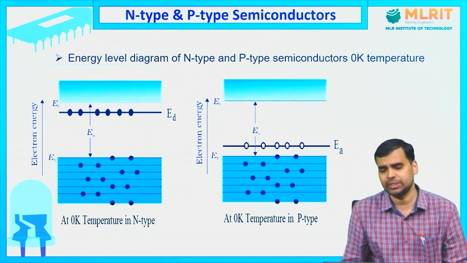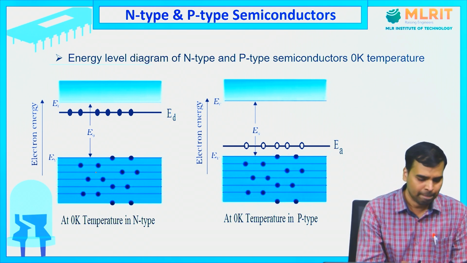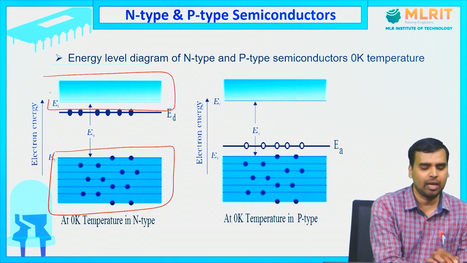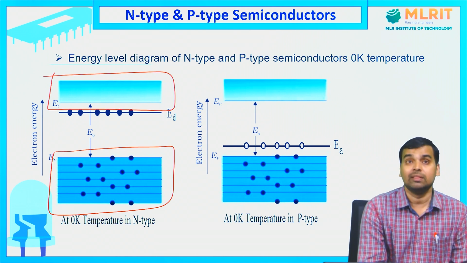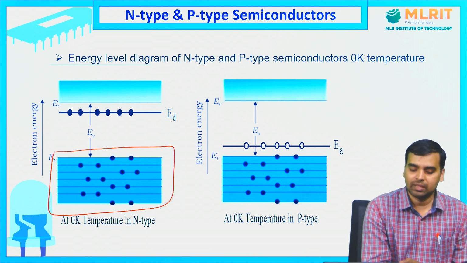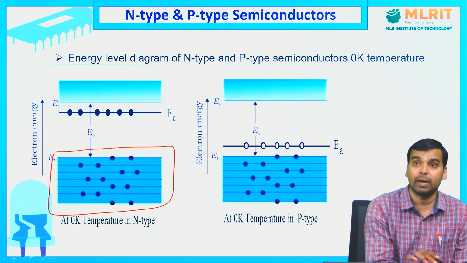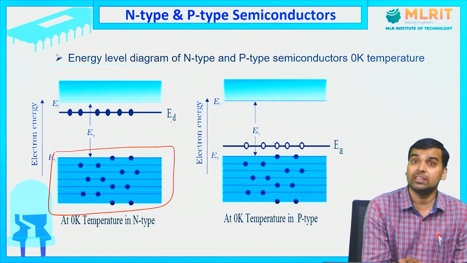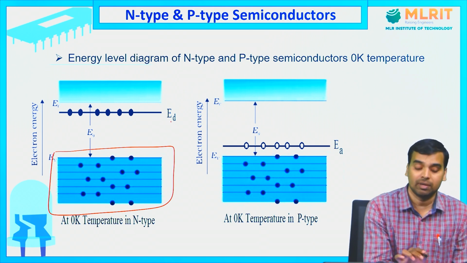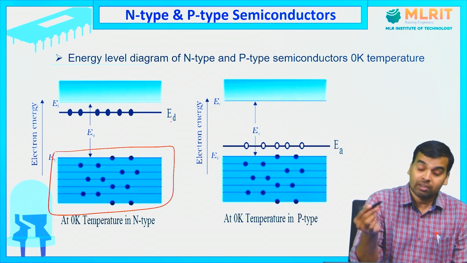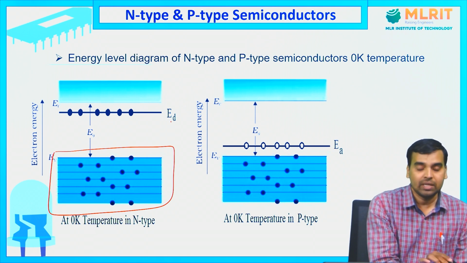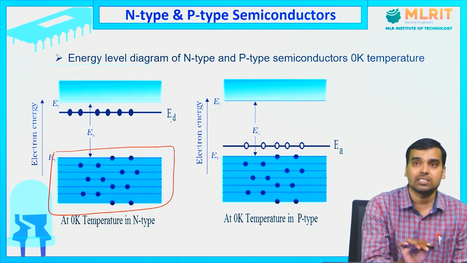Now, in the energy level diagram of p-type and n-type semiconductors, you can see this is the valence band and this is the conduction band. Apart from the valence band and conduction band, there exists one more energy level, that is the donor energy level. The donor energy level exists within the forbidden band gap. In silicon, there is no energy level between the valence band and conduction band. But when we add impurity atoms, that energy level may exist for the impurity atom electrons. That's why the donor energy level exists between the valence band and conduction band.